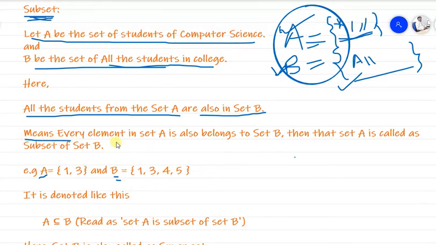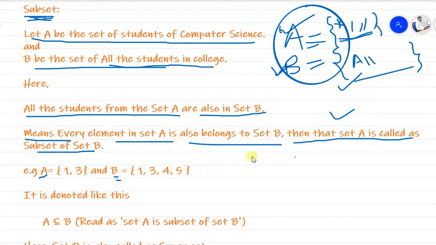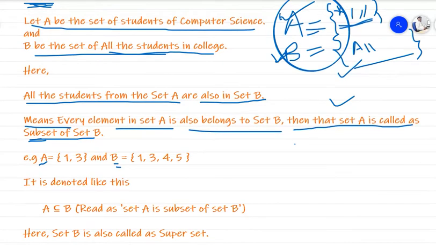If every element in set A also belongs to set B, then set A is called a subset of set B. So each and every element of one set belongs to another set. That means the first set becomes the subset of the other set. This is the concept of subset. I think I cleared this point. We'll see another example.